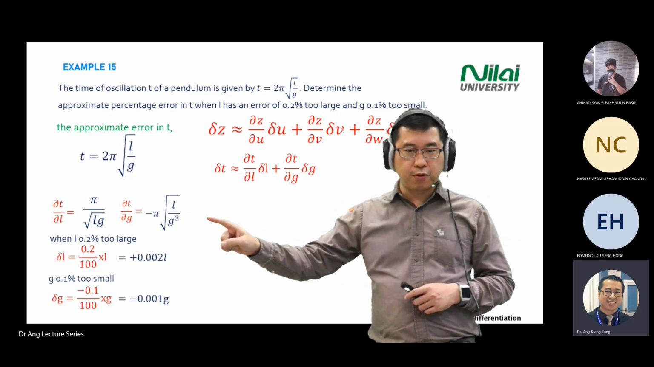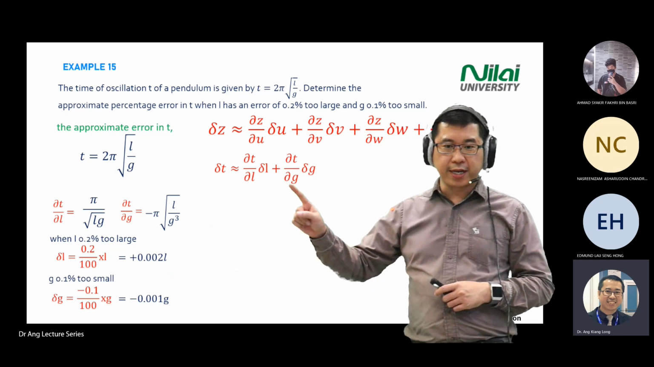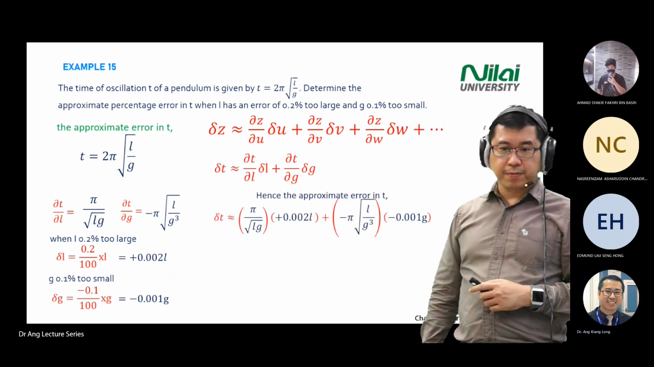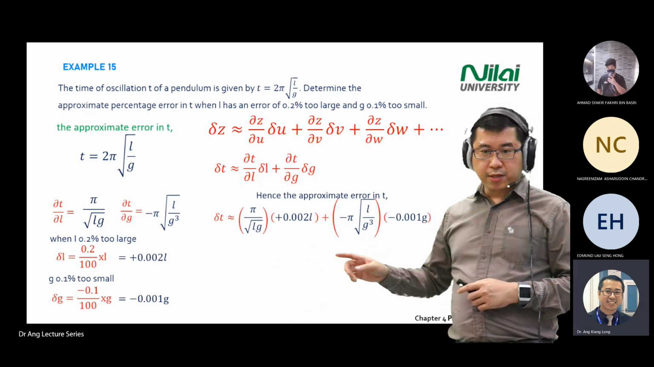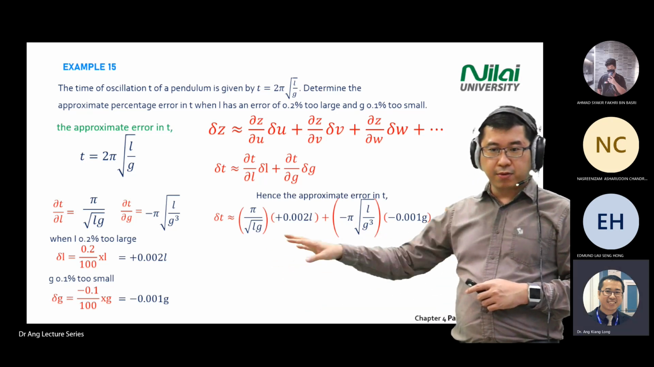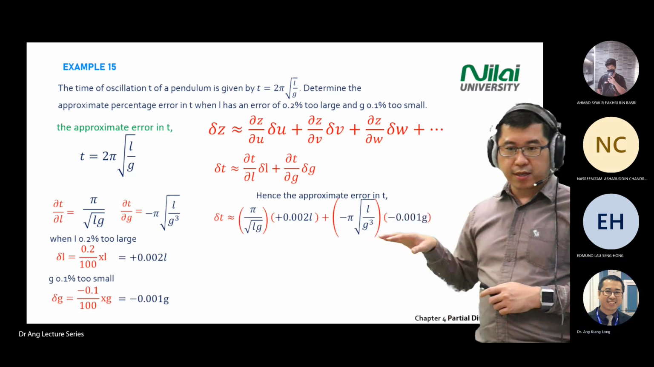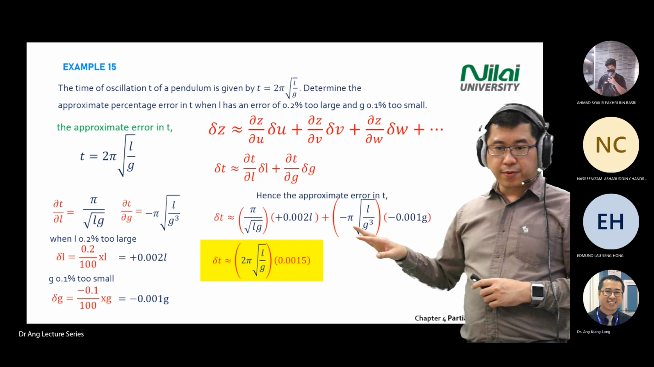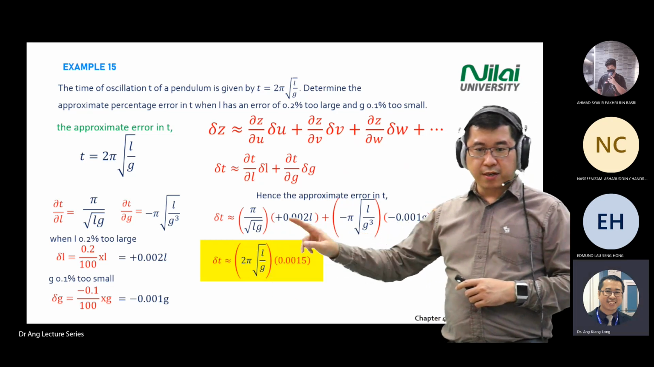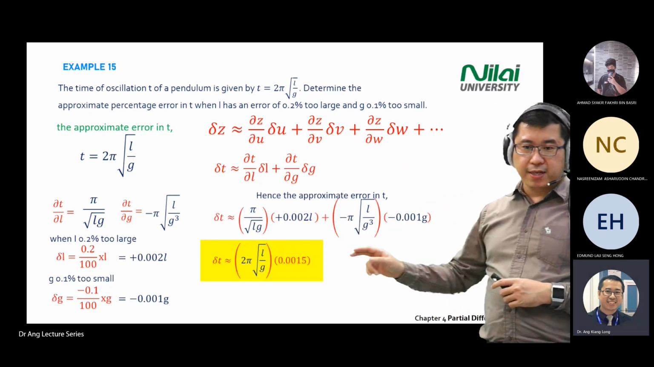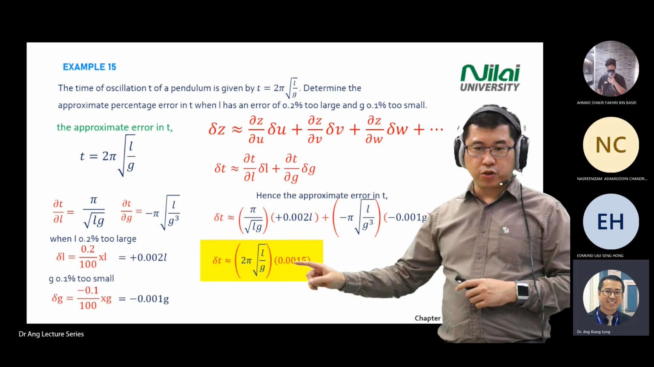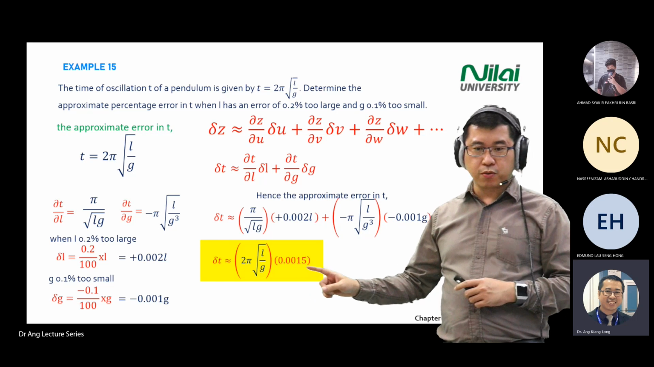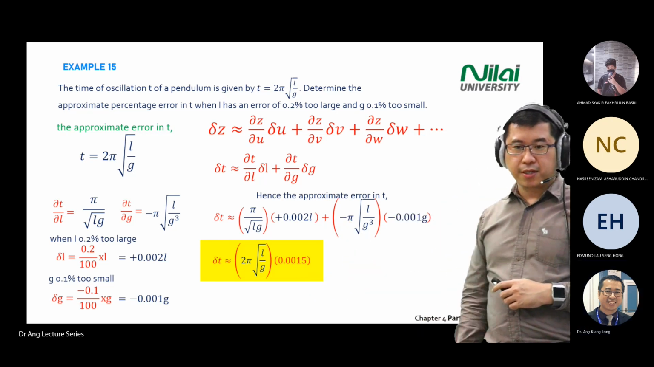Substitute these four blue color values inside here. You'll get this equation. See if you're able to factor out to become one equation or not. So you factor out the common factor between the front and the back, which is 2 pi square root of L over G. You do the mathematics, and you'll get 0.0015. This is the answer.